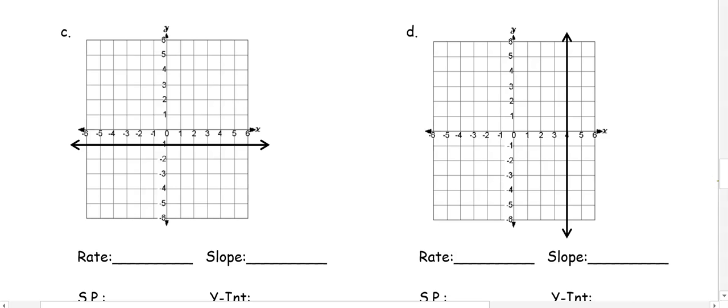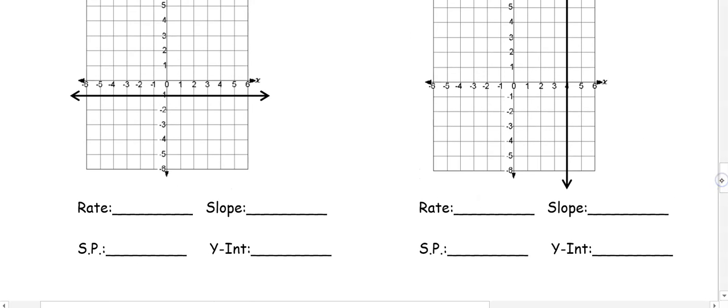In C, we have a horizontal line, so anytime you have a horizontal line, your slope and rate of change are 0. The starting point is where we're crossing the y-axis. So we get 0, negative 1. In D, our rate and slope are undefined. And our starting point, y-intercept, because it doesn't cross, is going to be none.